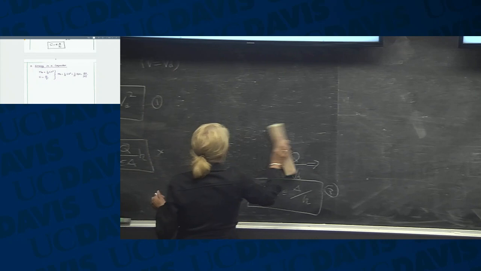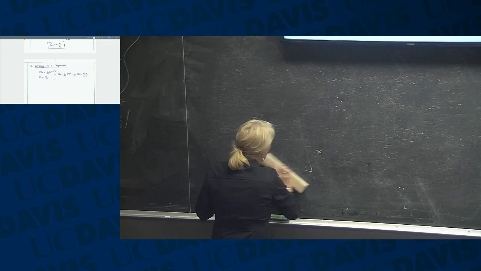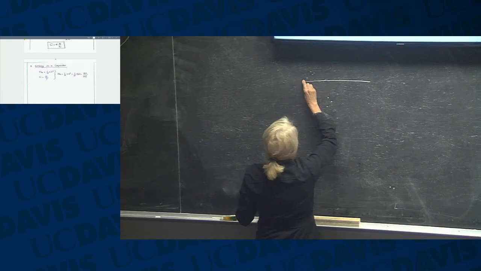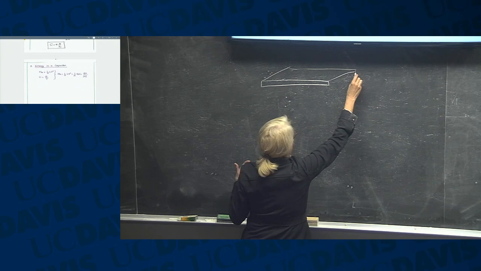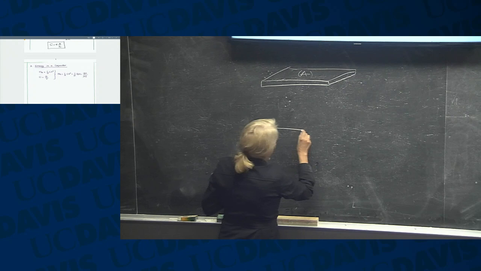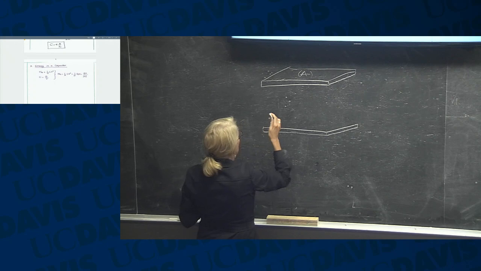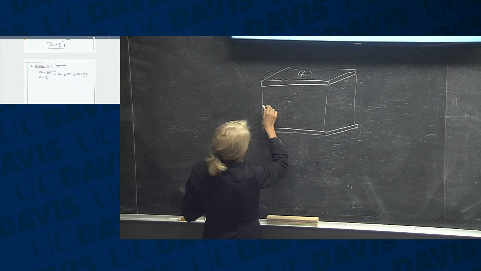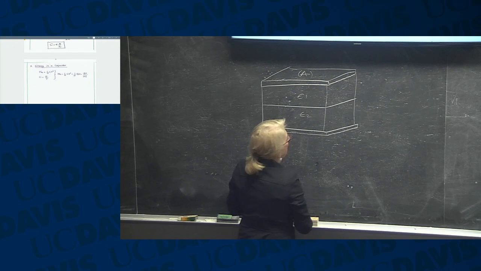Without rederiving things, I want to remind you that if we get a parallel plate capacitor, like the previous one, with area A, and we have the lower conducting plate, and let's take, first of all, this one: two dielectrics, epsilon 1, epsilon 2, all right?